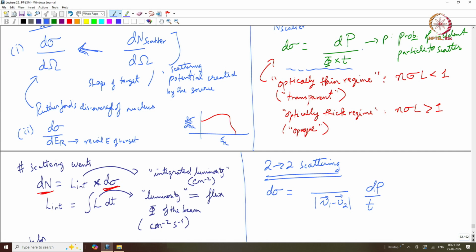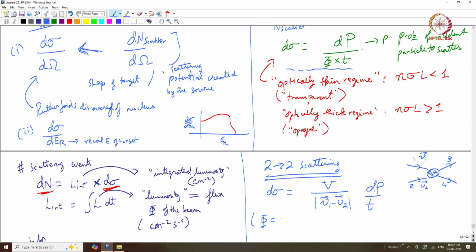2 to 2 means what, by the way? It means I have 2 particles coming in, some scattering has happened, and I get 2 particles coming out, right? So we are talking about the velocity of this and the velocity of this. So the flux now is nothing but the relative velocity, and then what else? What should I divide that by? By some volume within which this scattering is happening. Agreed?